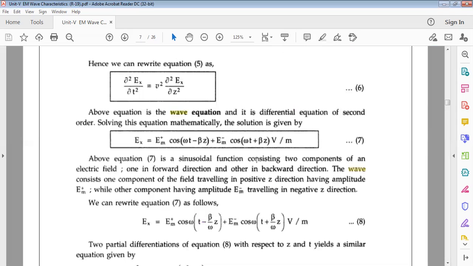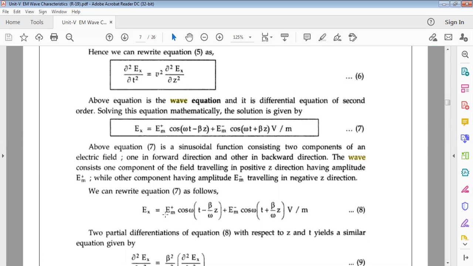The above equation 7 is a sinusoidal function consisting of two components of the electric field. One is in the forward direction, another one is in the backward direction. The wave consists of one component of field traveling in the positive Z direction, having the amplitude Em plus, while the other component, having Em minus, travels in the negative Z direction.